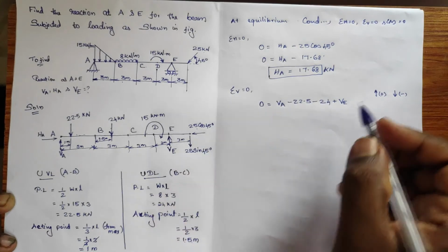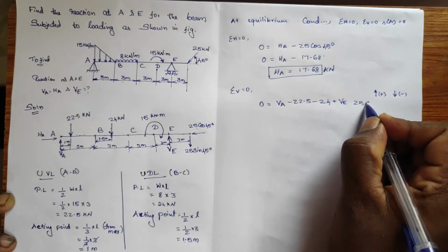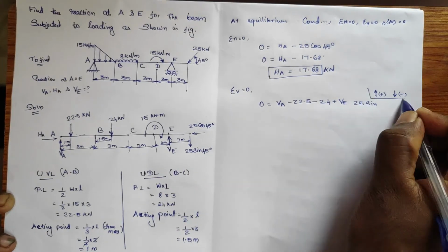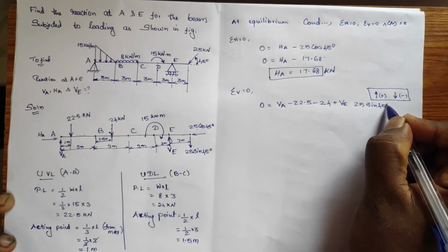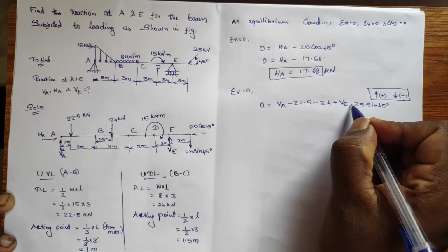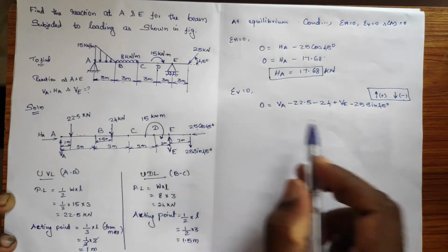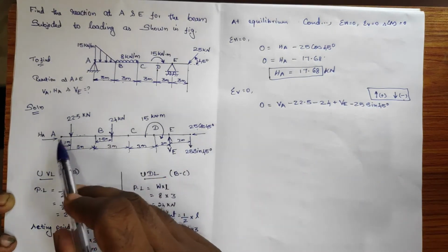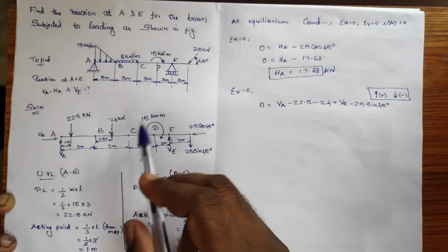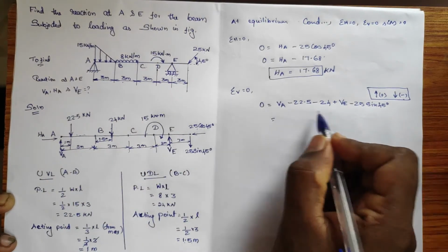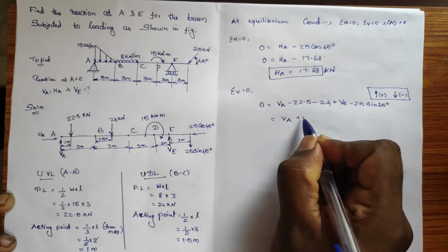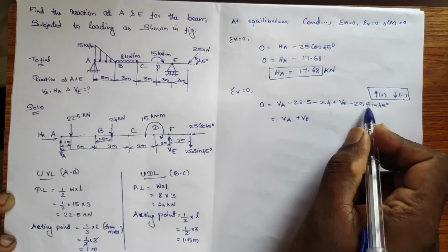And here this 25 sine 45 degree is acting downwards, so it is negative. All the downward forces are negative and all the upward forces are positive. So now just try to simplify it. VA plus VE, and add all of this.